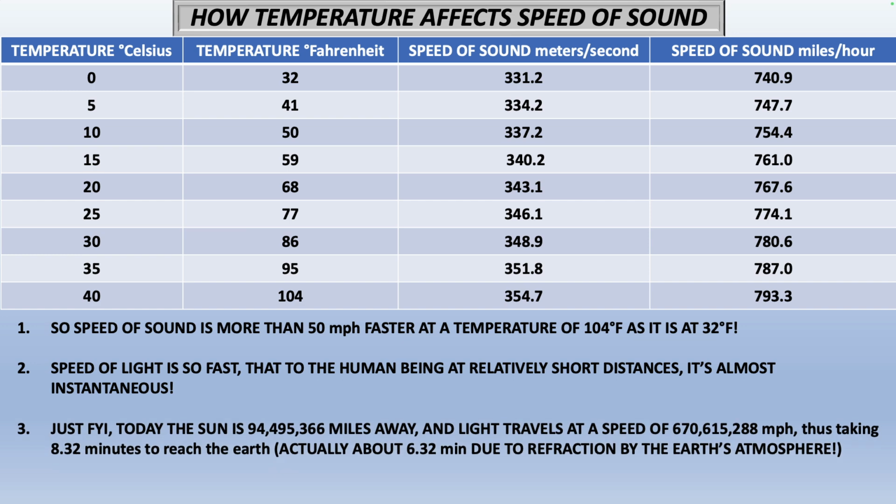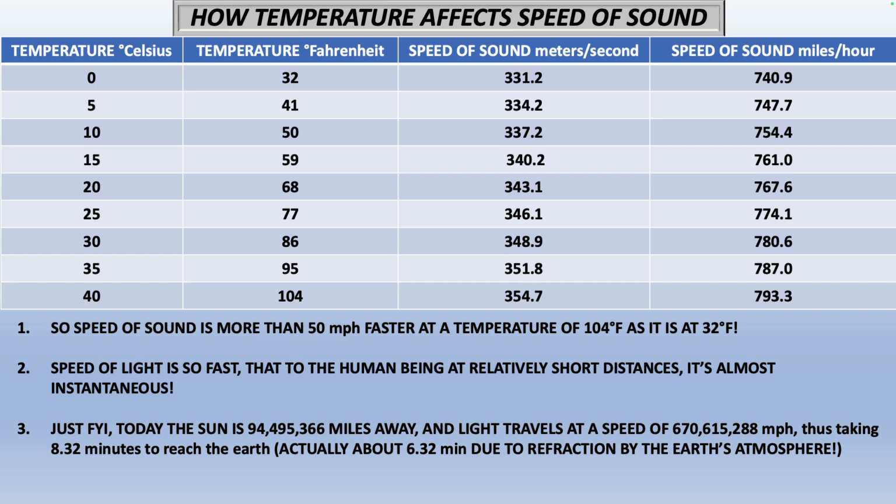Now, FYI, today the sun is 94,495,366 miles away from the Earth, and light travels at a speed of 670,615,288 miles per hour, thus taking 8.32 minutes to reach the Earth. That would be true if we didn't have an atmosphere. The atmosphere actually bends the sun's rays toward us before the sun is actually on a line with our sight. So we gain 2 minutes at the beginning of the day and 2 minutes at the end of the day due to the refraction of the sunlight by the Earth's atmosphere.